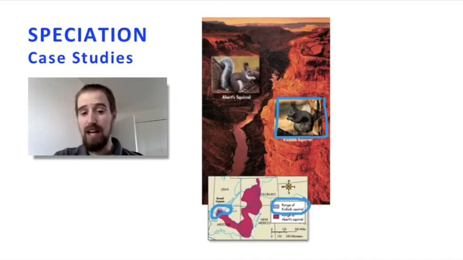This means that it is very likely that if an Abert squirrel were to breed with a Kaibab squirrel, the two would probably be able to produce fertile offspring. But these groups are reproductively isolated from one another by the vast expanse that is the Grand Canyon.